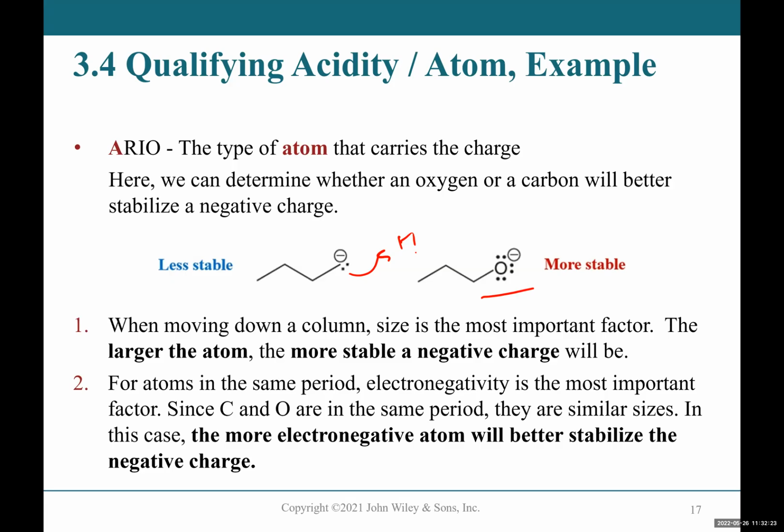It says when moving down a column, size is the most important. The larger the atom, the more stable a negative charge will be. And the more electronegative atom. So not only, in this case, oxygen is going to be the more electronegative atom. Now, if this were sulfur, this would even be more stable because it's bigger. It's a bigger atom.